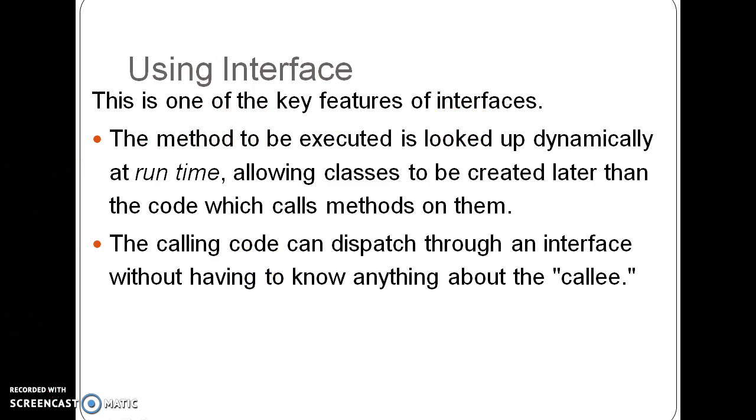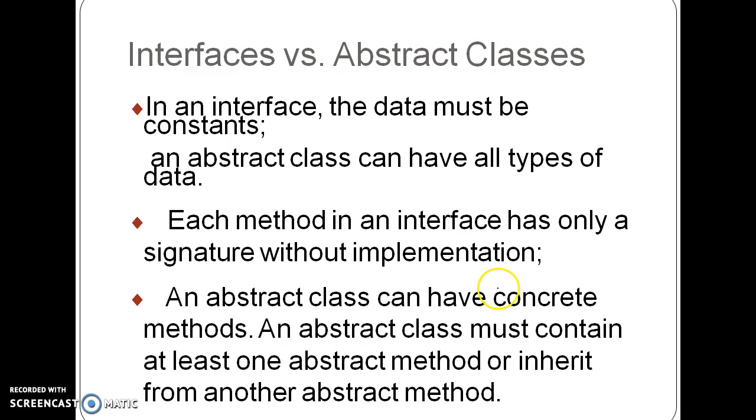One key feature of the interface is that the method to be executed is looked up at runtime. Thus it allows classes to be created later than the code which calls methods on them. The calling code can dispatch through an interface without having to know anything about the class being called. So what is the difference between interfaces and abstract classes? In an interface, the data must be constant. An abstract class can have all types of data. Each method in an interface has only a signature without an implementation. An abstract class can have concrete methods, but it should contain at least one abstract method.